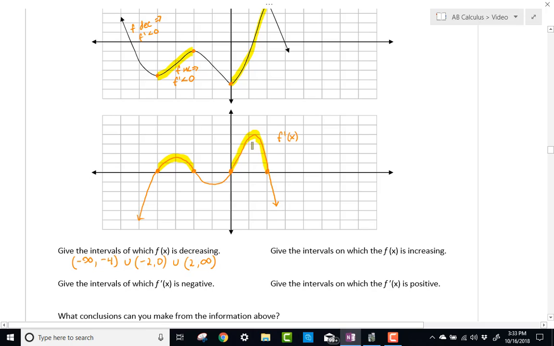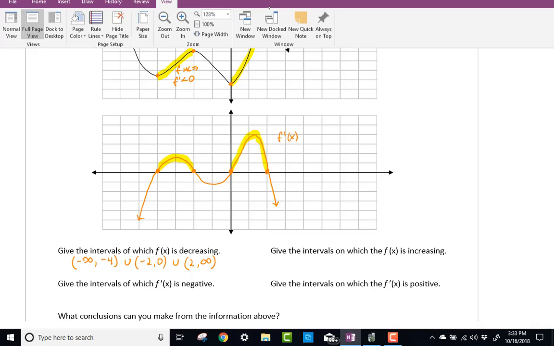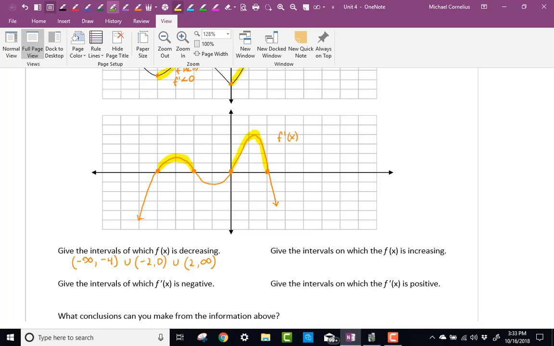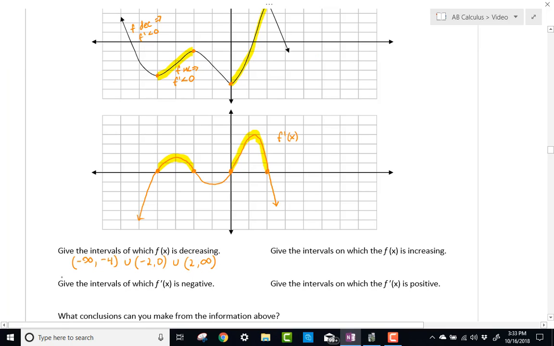So if you look at those two intervals where it's positive, they correspond to the intervals where f of x is increasing. So where is f prime negative? It's negative in the same intervals. It's negative from -infinity to -4. It's also negative from -2 to 0. And it's also negative from 2 to infinity.